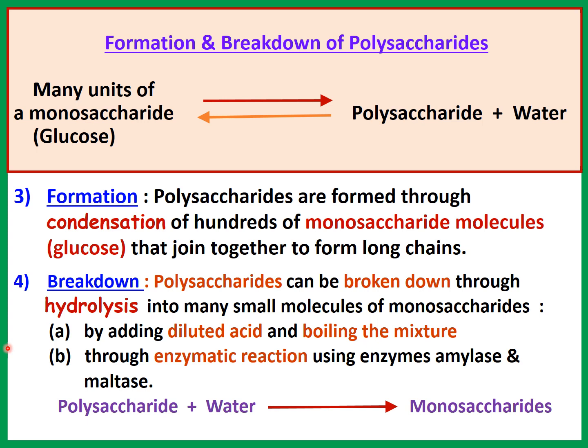Right, how are polysaccharides broken down? So this is the opposite reaction from condensation. So number 4, breakdown of polysaccharides. Polysaccharides can be broken down through hydrolysis into many small molecules of monosaccharides. Again, we have to be able to define hydrolysis in case we are asked the question in the exam. We have to remember the definition well.